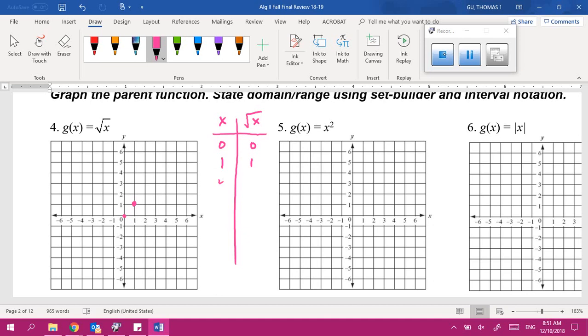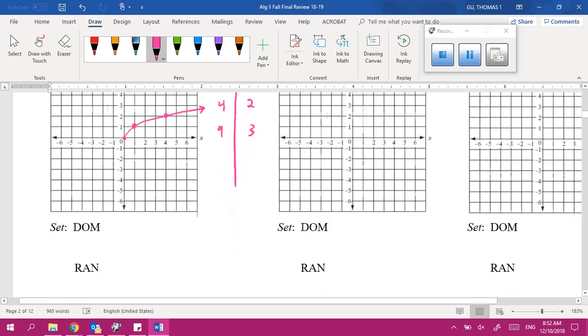Because 4, what's the square root of 4? 2. So we go 4 and 2. Very good. And the next one would be 9 and 3, but that's off the page. So then just connect this. And there you go. The little finger thing. Actually, that's like this. Okay, so now you got to do the domain, range.